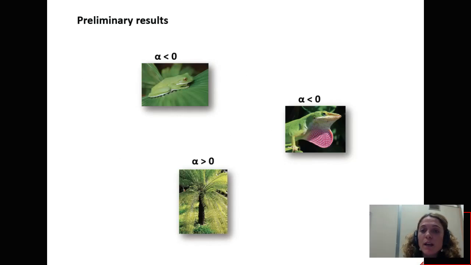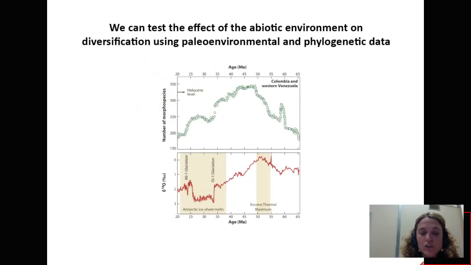So really preliminary results applied on a couple of clades. We have seen cases where this parameter alpha is inferred to be negative, so we have a positive effect of temperature on speciation rates, but also cases where we see the opposite trend. So this is work to come, and we're excited to see what the general patterns are. But basically, what this is saying is that if we have phylogenetic data and measured paleoenvironmental data, then we can test the effect of the abiotic environment on diversification rates.